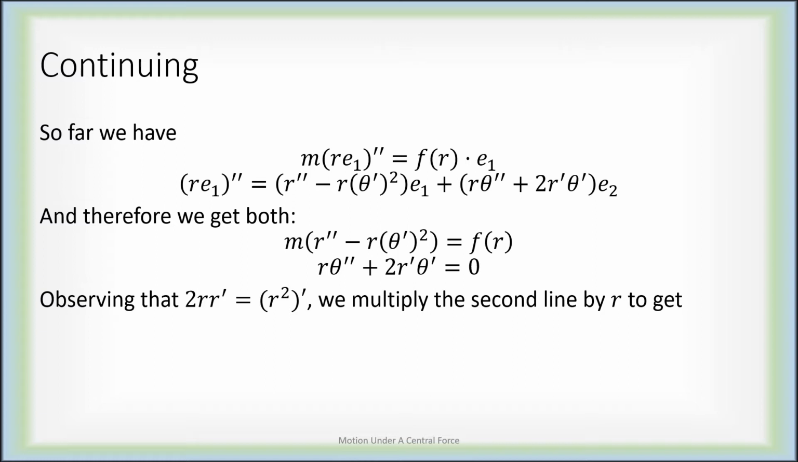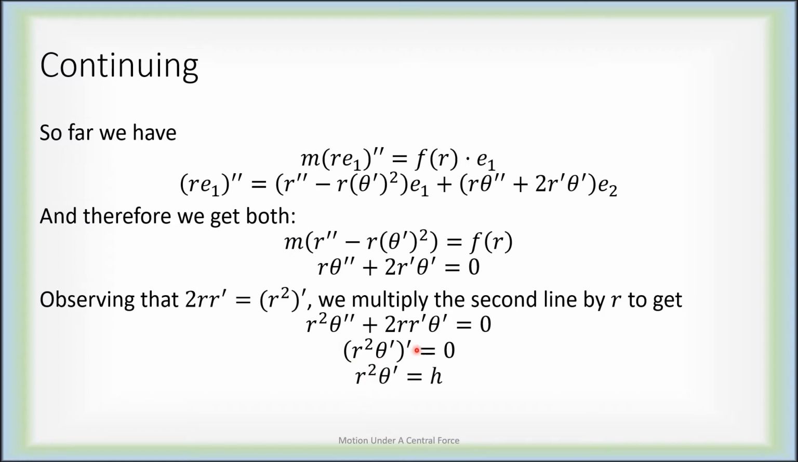Now if I apply the chain rule to r squared prime, r squared prime will be 2r r prime. Now if I multiply this second line by r, we get r squared theta double prime plus 2r r prime theta prime equals 0. But that's exactly the derivative of r squared theta prime. If I were to take this derivative, I would apply the product rule: r squared theta double prime, there it is, plus theta prime times the derivative of r squared. But the derivative of r squared is exactly 2r r prime. That's this term right here. So having multiplied this second line by r, I can replace it with the derivative of r squared theta prime.